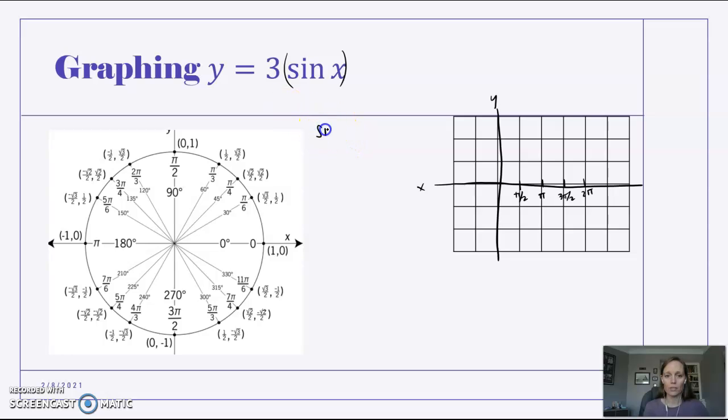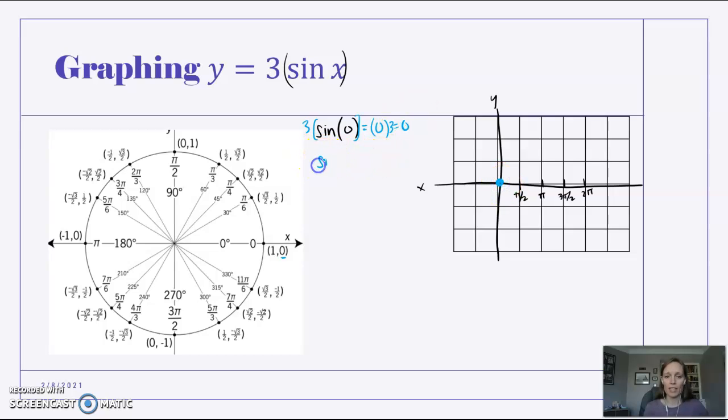So let's think about those key points that we did for the original graph. The first one was sine of 0. When I plug 0 into my function, looking at the unit circle at 0, sine is the y, so that's equal to 0. If I multiply that by 3, then 3 times 0 is still just 0. So my first key point is there at 0.